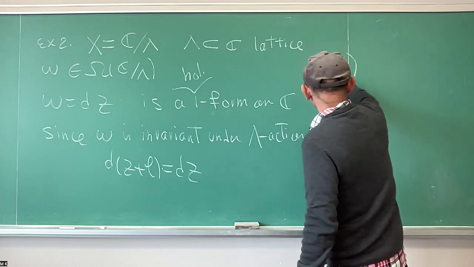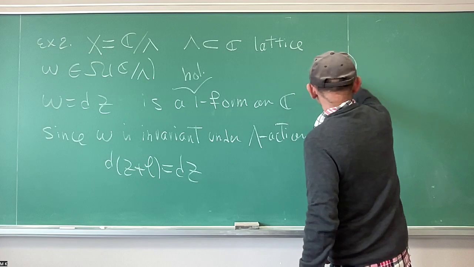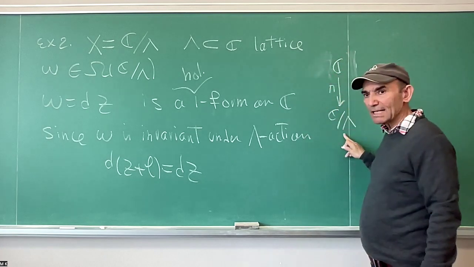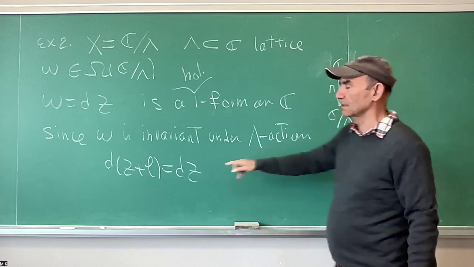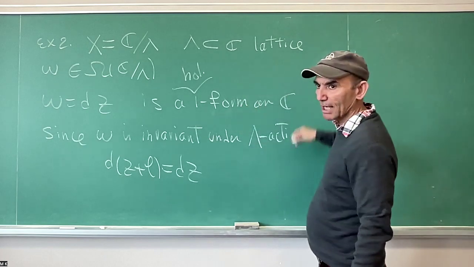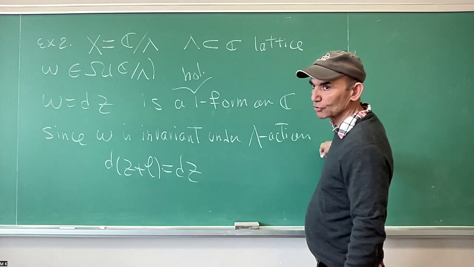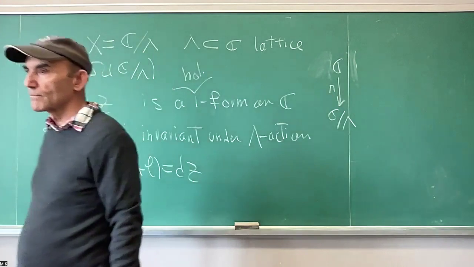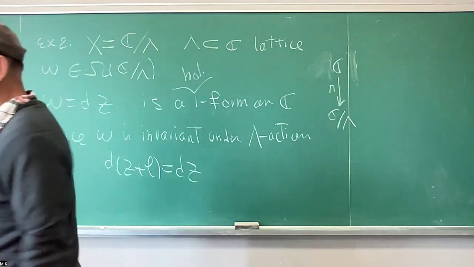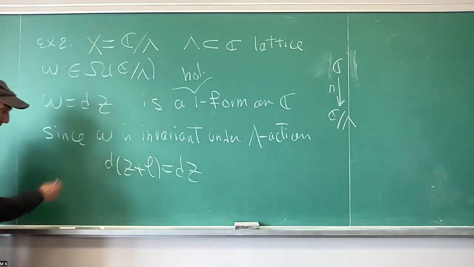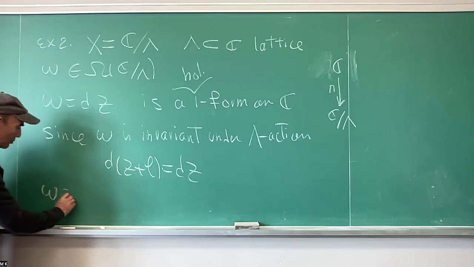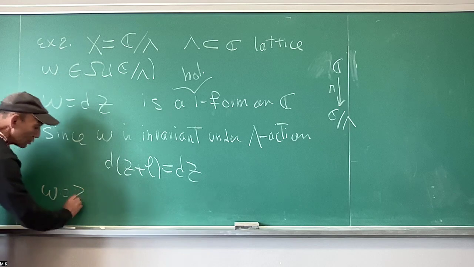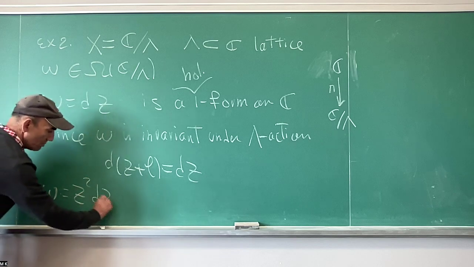You have an object that belongs here. In order to show that it descends to the quotient, you have to make sure that the object here is invariant under the action. Then it descends to the quotient. So omega equals z squared dz is not invariant under the lattice action. Yeah, that's an excellent point. So omega equal to, for example, z squared dz, you said. Well, exactly, that's not invariant, no.